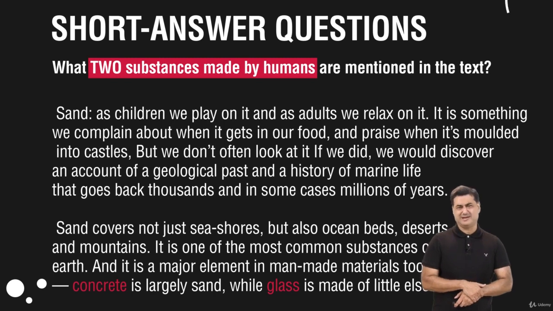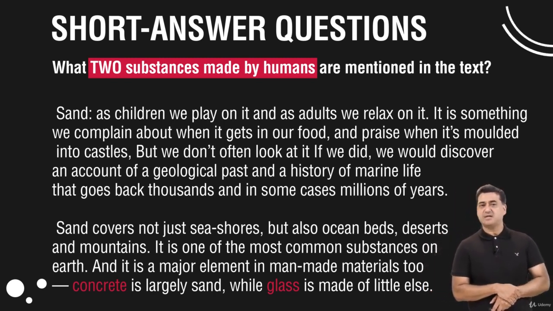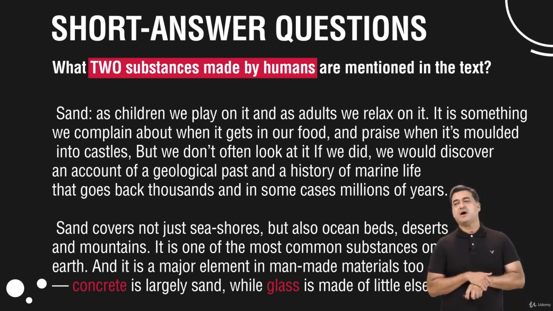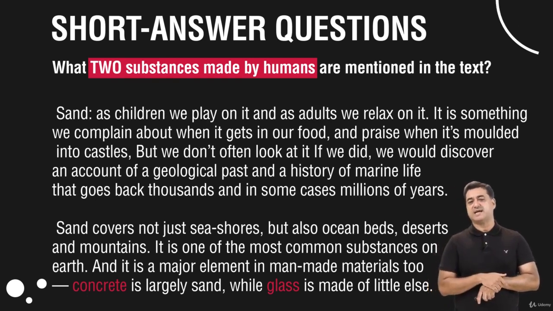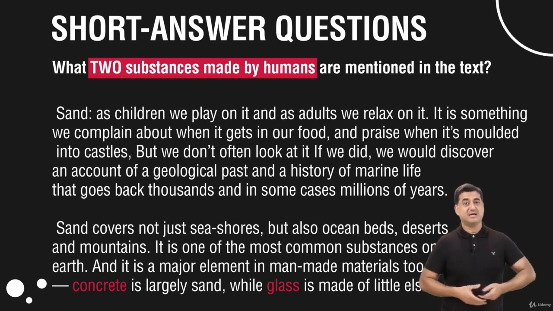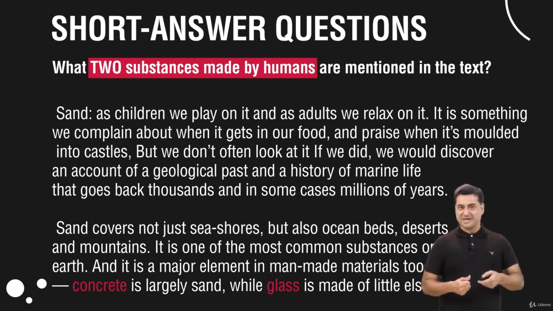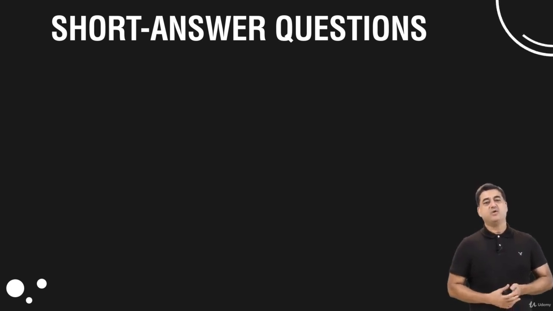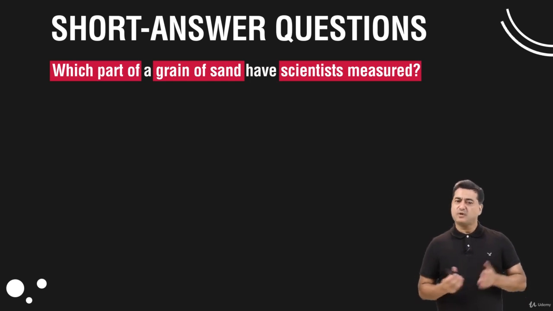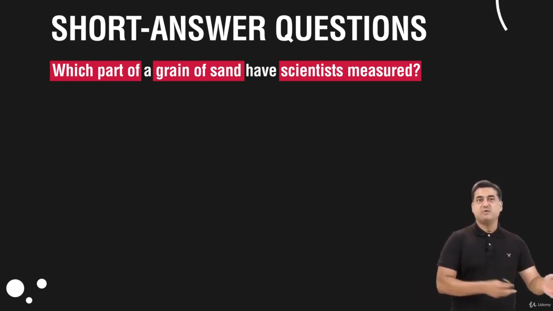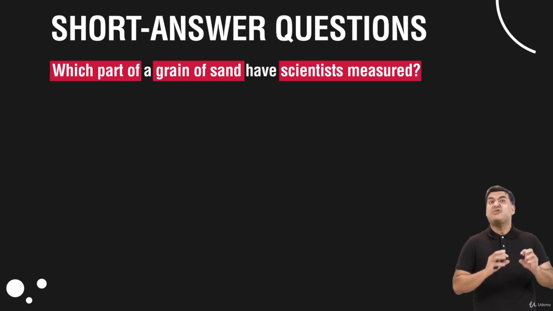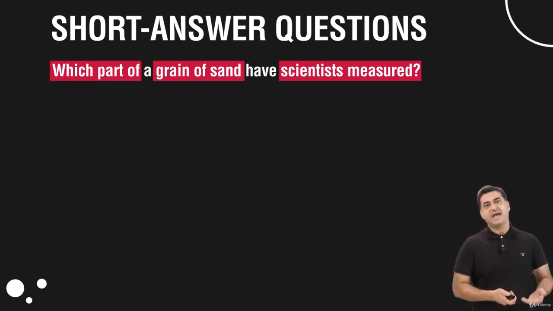So did I really put in a lot of effort to find the answers? Though reading is very tough, because we could employ the strategies properly, we now have the answer that those two substances that are mentioned in the text are concrete and glass. Let's do all the questions like that so that you become a bit confident about this particular type. Now, which part of a grain of sand have scientists measured? So what are we talking about? We are talking about scientists, measurement, and grain of sand. But the question is, which part of a grain of sand have the scientists measured?